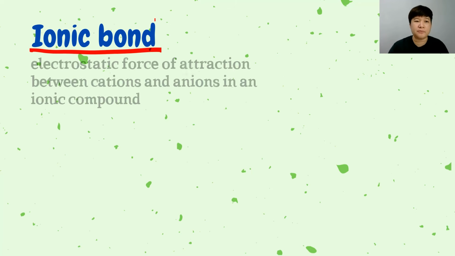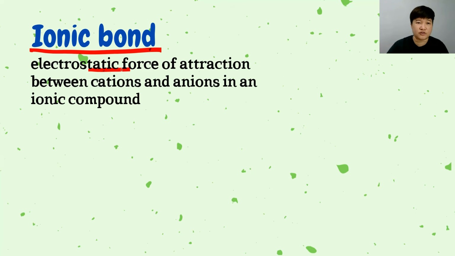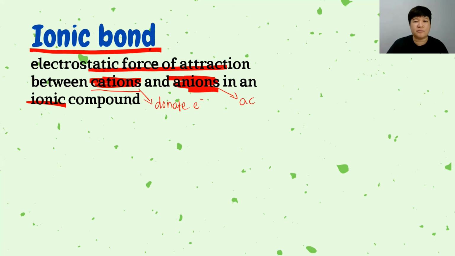Ionic bond is the electrostatic force of attraction between cation and anion in an ionic compound. Bear that in mind, it will be a cation and it will be an anion because we accepted electron or donated electron. And we know that cation means we will be donating electron, and anion means we will be accepting electron. Okay, and who will normally donate electron and who will normally accept electron? Cation will normally be the metal, and your anion will normally be the non-metal.